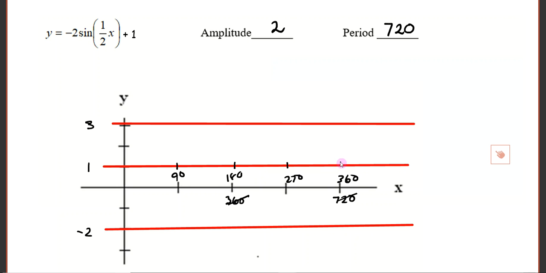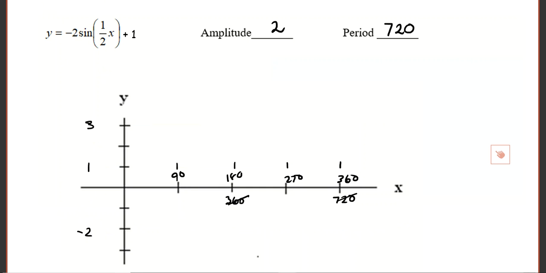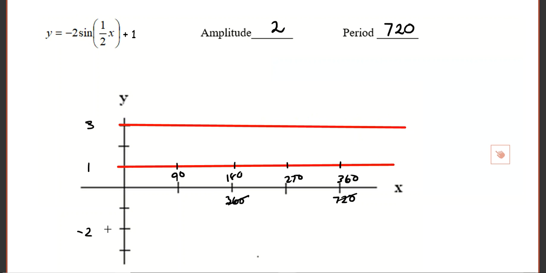Is that right, by the way? I should be at -1, shouldn't I? That's right. So I should be at 3, 1, and -1, isn't it? That's better.